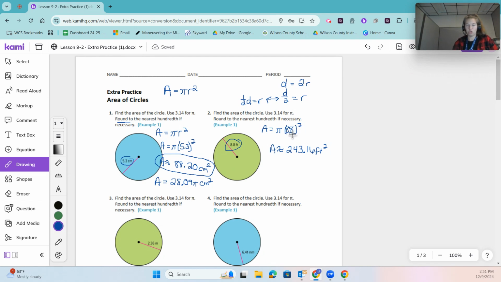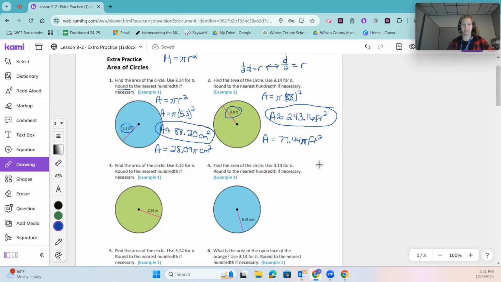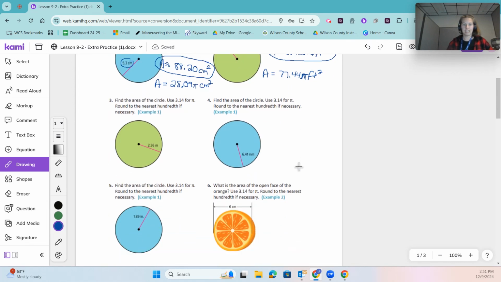And then in this one, you would just do the 8.8 or 8 and 8/10 squared, and that would mean area is exactly equal to 77.44 pi feet squared. So you would just leave that pi and not multiply by that 3.14. But again, it asks you to round, so you do it that way. Those next couple you can try on your own if you would like.